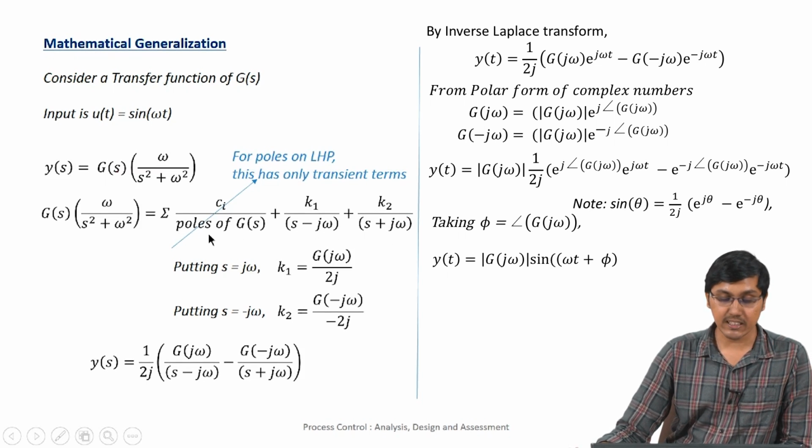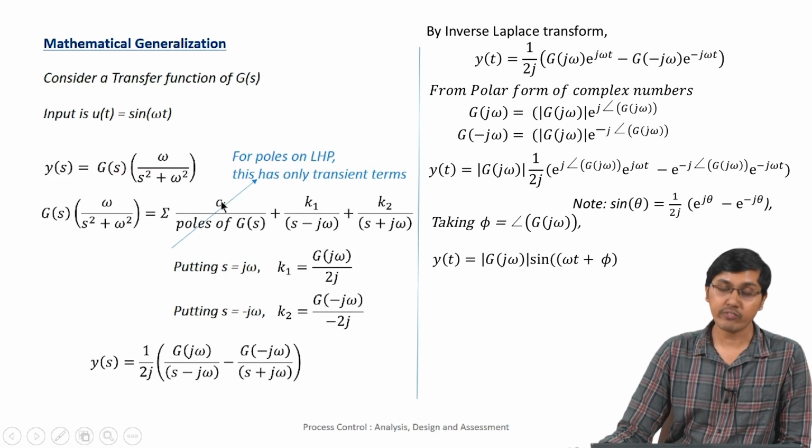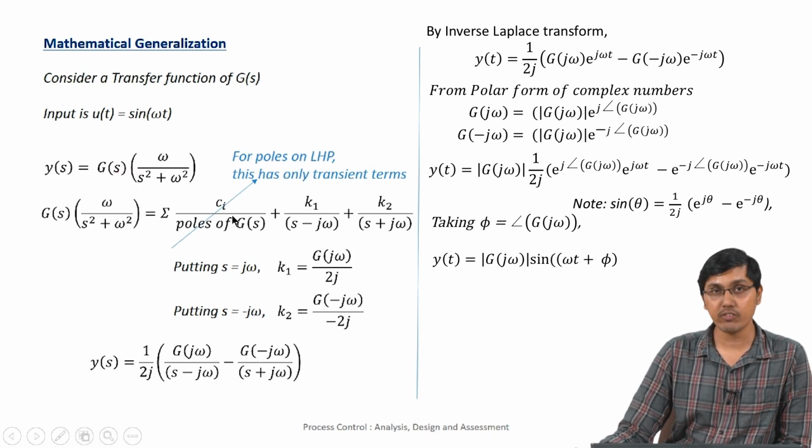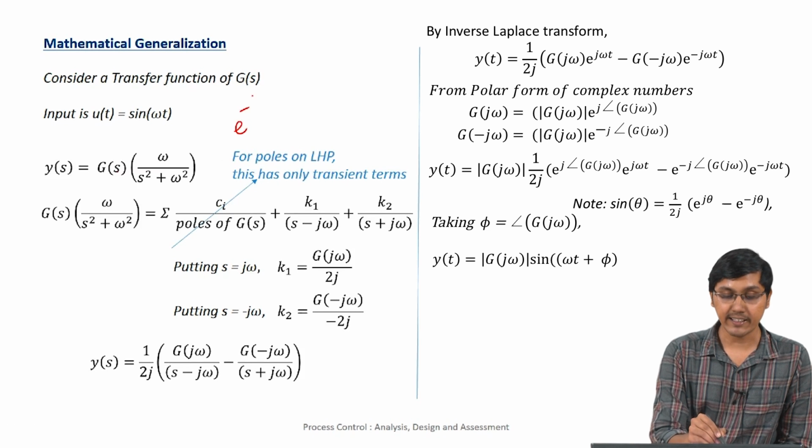So this term is the part we can ignore at steady state, because if we assume that g of s has poles only on the left hand side of the s plane, then it has all terms of the form e power minus t times something.